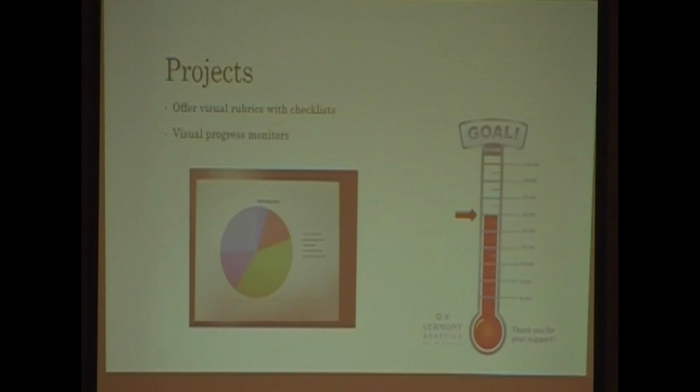Whenever you're doing projects, give them some sort of visual. So instead of just a checklist or a rubric, actually show how much of the project is being graded. This one was based on a paper that my students had to write. I had some folks who assumed, okay, the paper has five parts: the cover page, the intro, the body, the conclusion, and the bibliography.